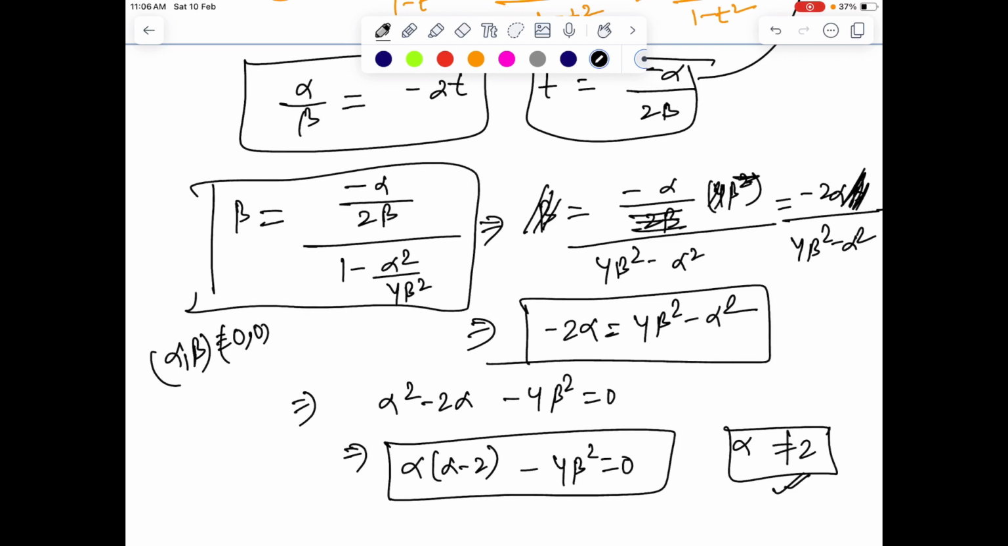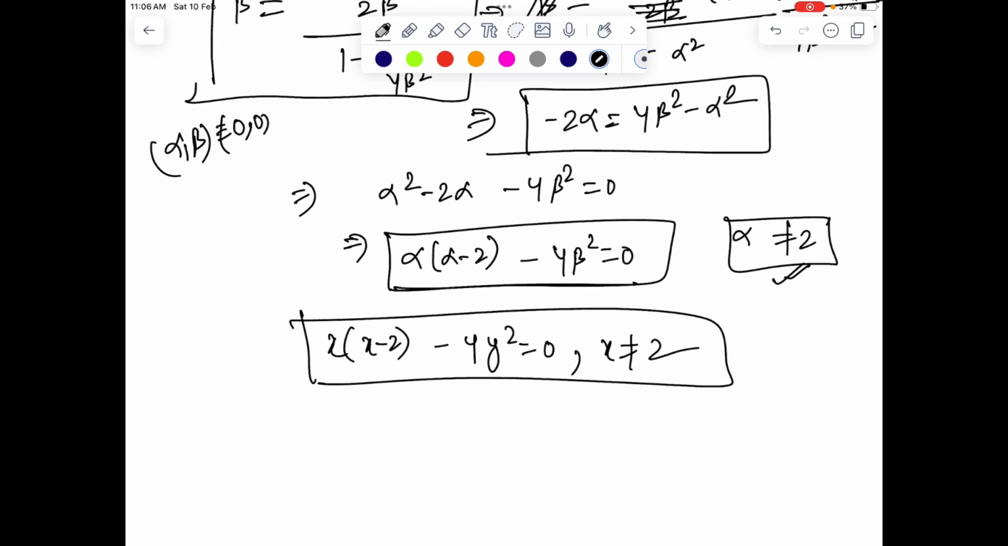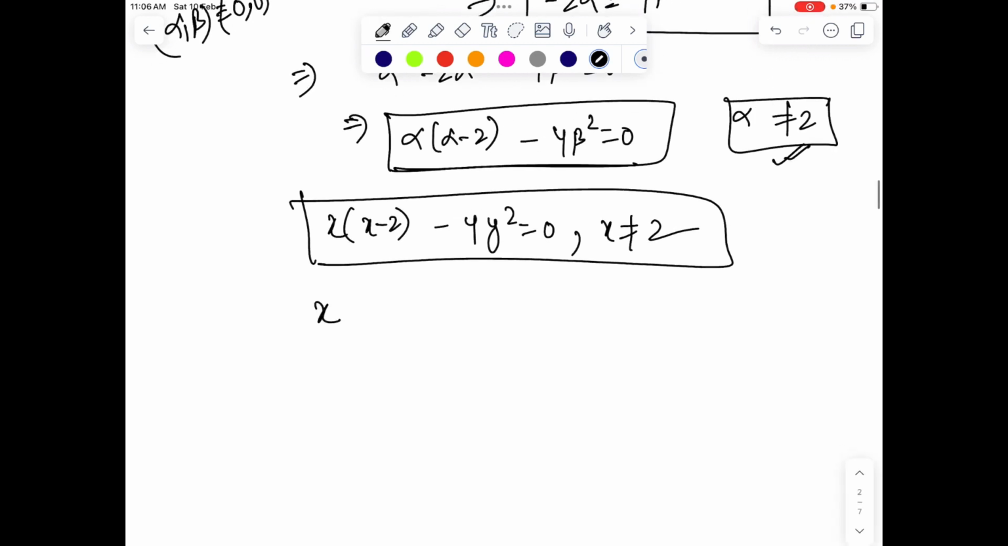Why? Because if we take alpha as 2, you can see the denominator is becoming 0, so the locus will not be defined. Alpha cannot be 2. Hence the locus is all points which satisfy this equation, x into x minus 2 minus 4y squared equals 0, with the x coordinate not equal to 2. So this is the locus.